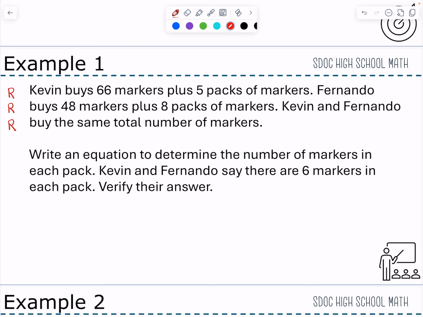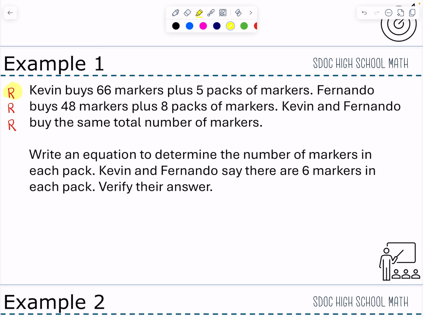Okay? So the very first time I read it: Kevin buys 66 markers plus 5 packs of markers. Fernando buys 48 markers plus 8 packs of markers. Kevin and Fernando buy the same total number of markers. Write an equation to determine the number of markers in each pack. Kevin and Fernando say that there are 6 markers in each pack. Verify their answers. Okay, I've read it once.